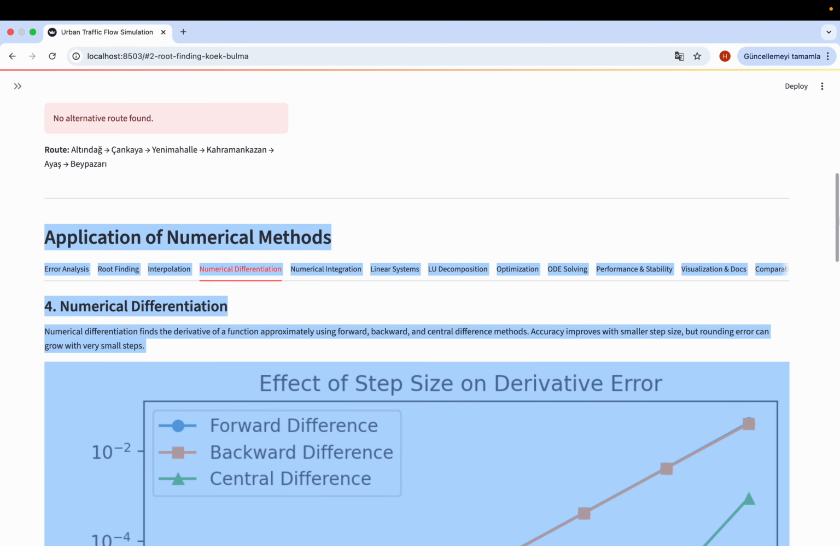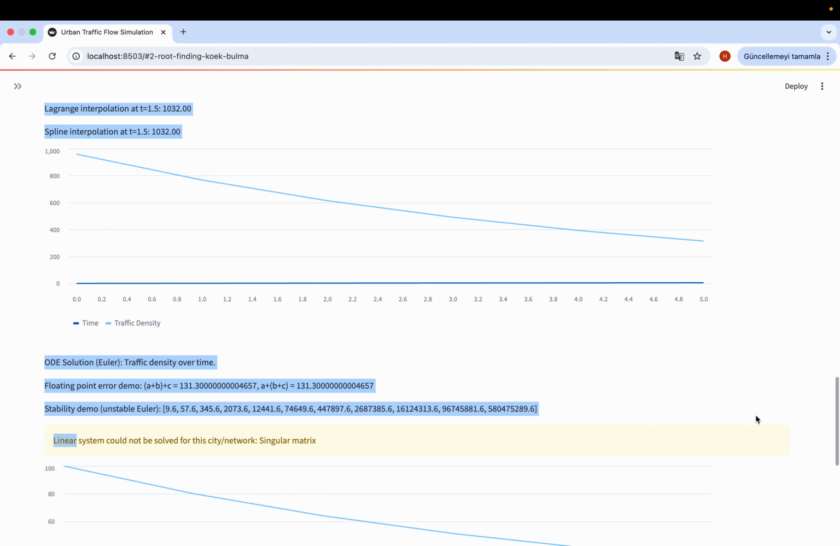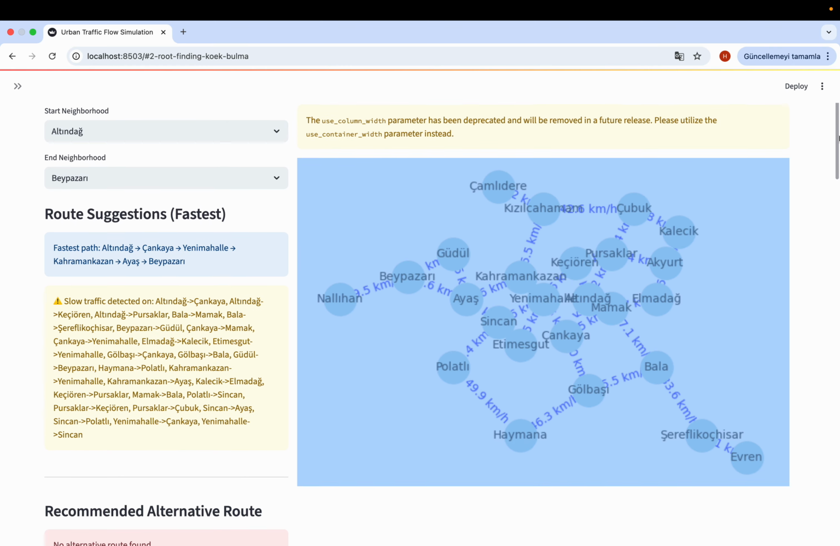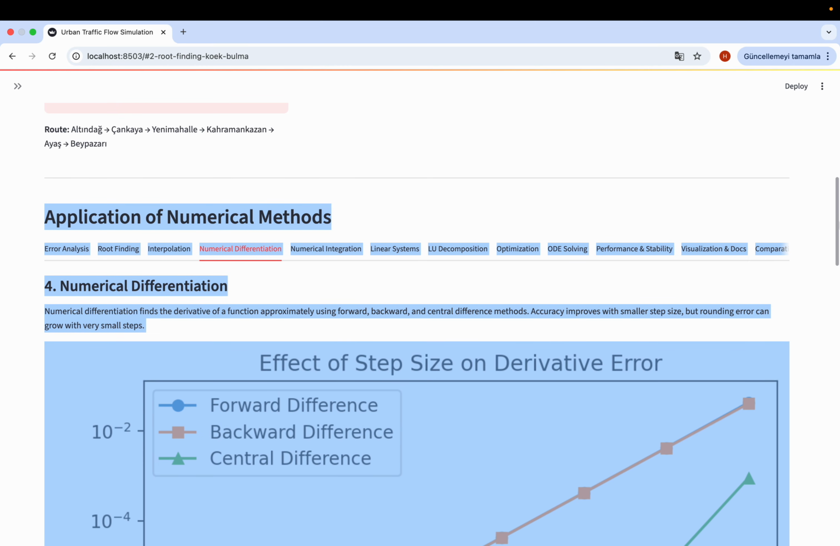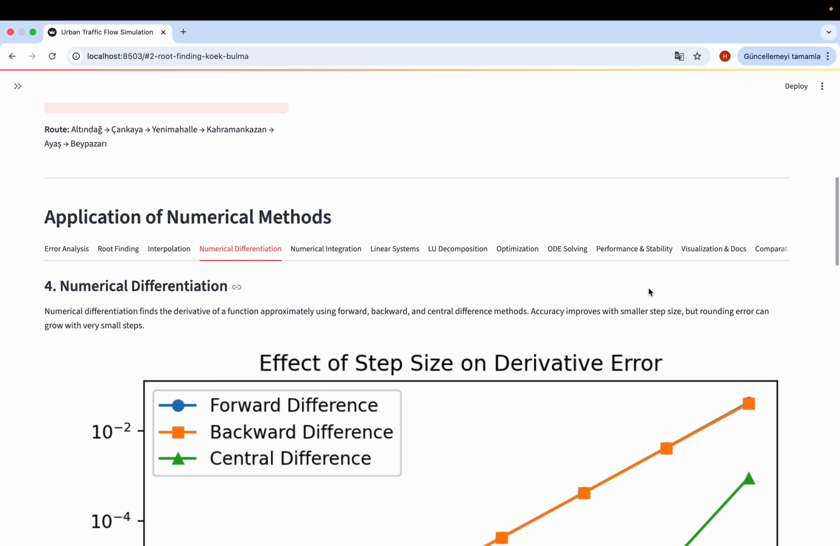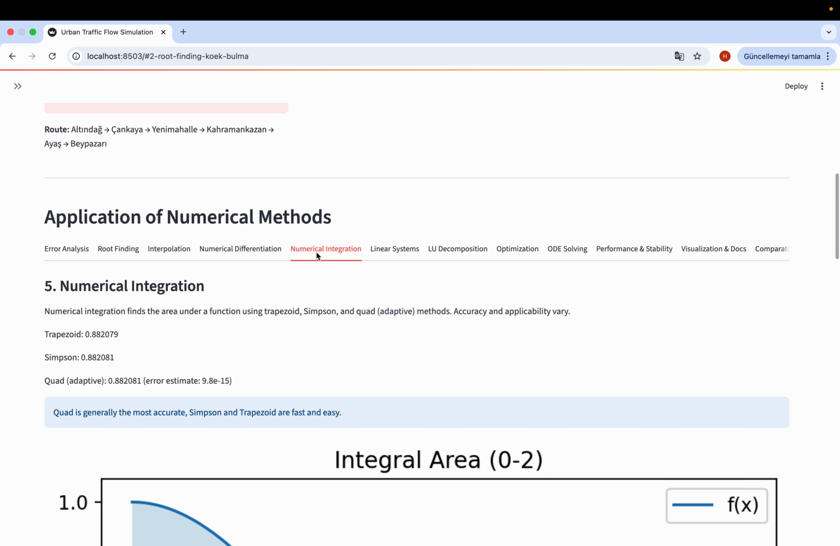And these graphs, ODE solutions, traffic density over time. And we are continuing with numerical integration.